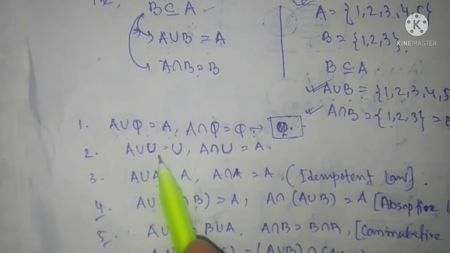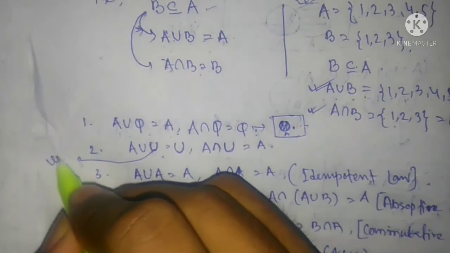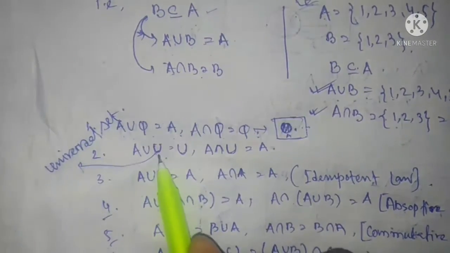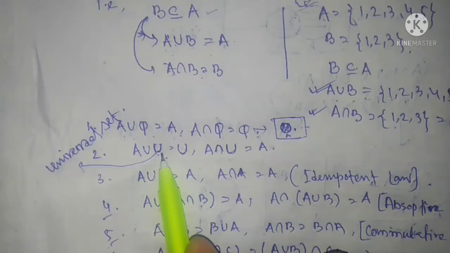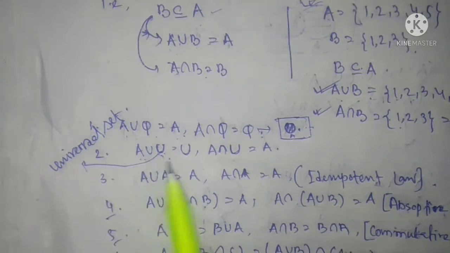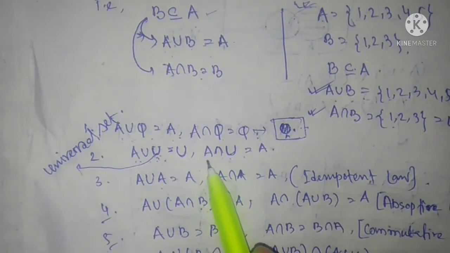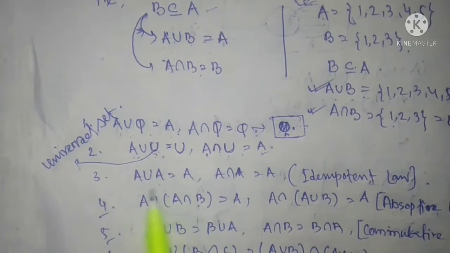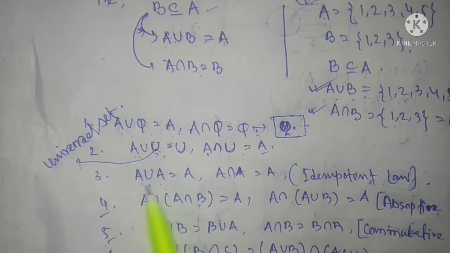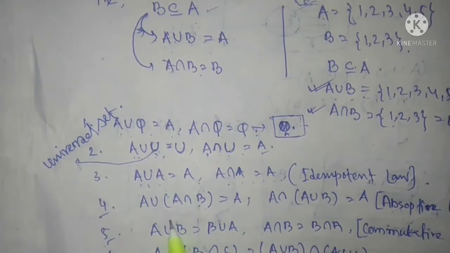A union U, where U is the universal set, equals U. The universal set is big, containing all possible sets, but A is some of the elements, so their union is U, but their intersection is the smallest one, that is A. This is the idempotent law: A union A equals A and A intersection A equals A.